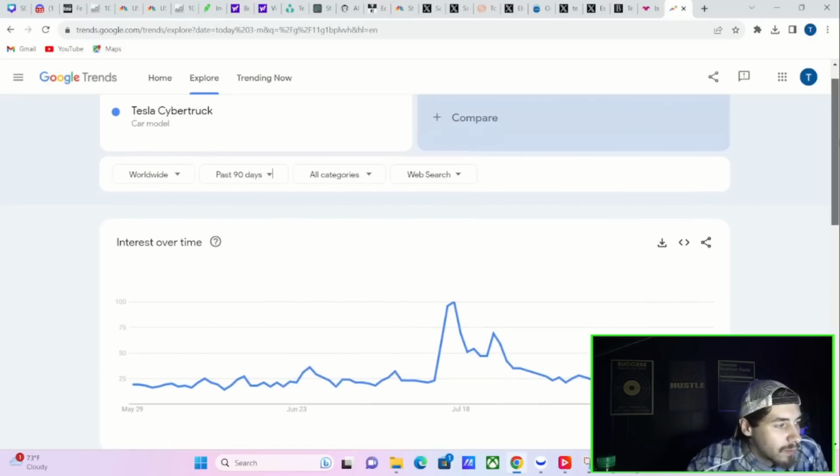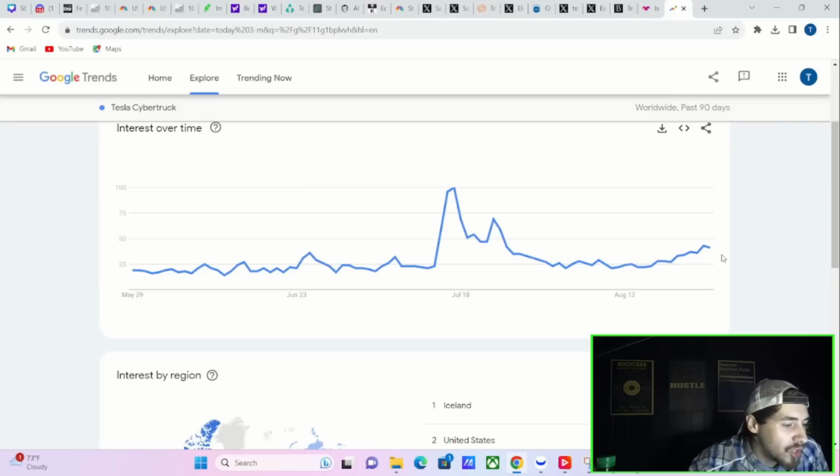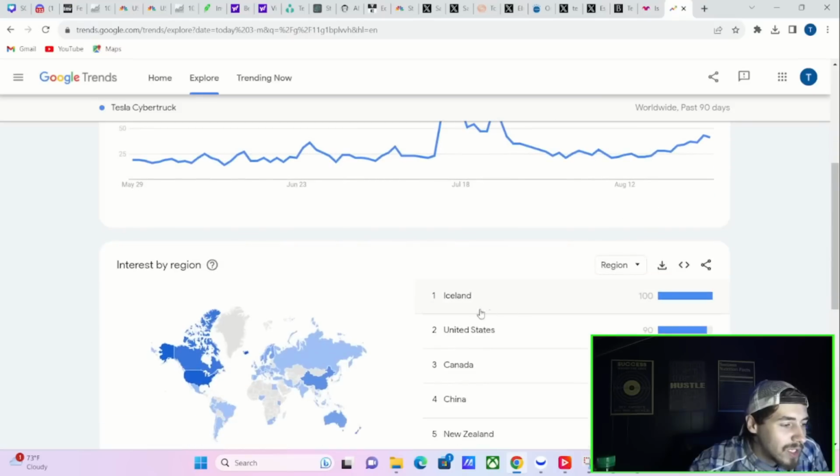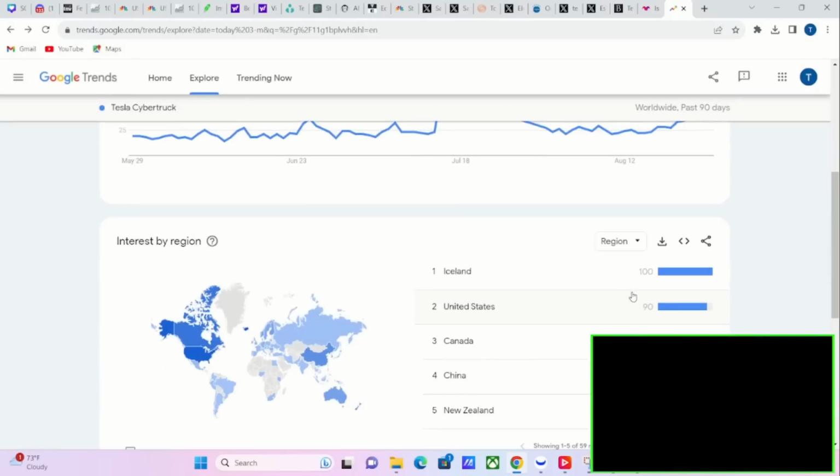Cybertruck interest from Google Trends worldwide over the past 90 days sure looks encouraging as well. As you can see, prior to really June, you were around the high teens, 16, 17, 18, all the way up to the high 20s for interest in the Cybertruck. And right now, you're sitting at 41, recently hitting a high of 43. And on this upward climb since August 14th, which is interesting because the number one most searched region for the Cybertruck is actually Iceland.